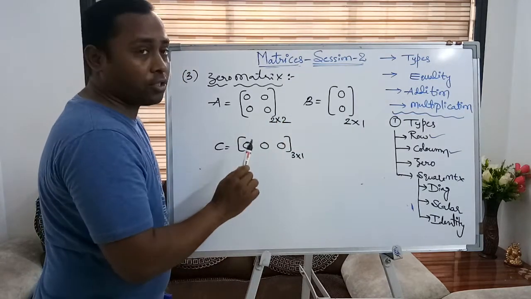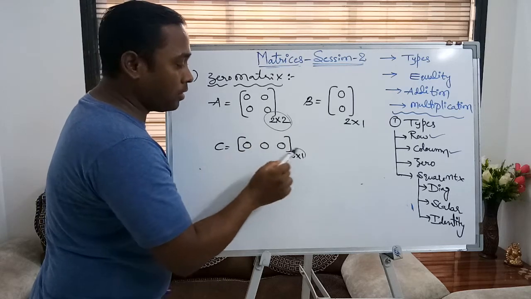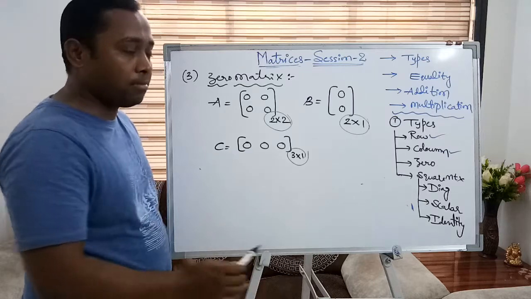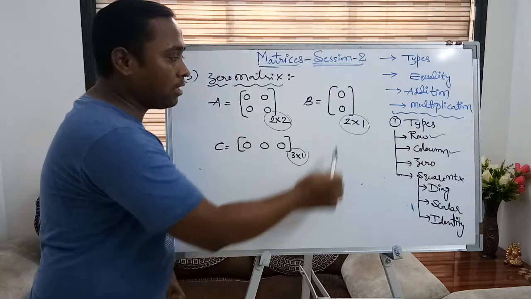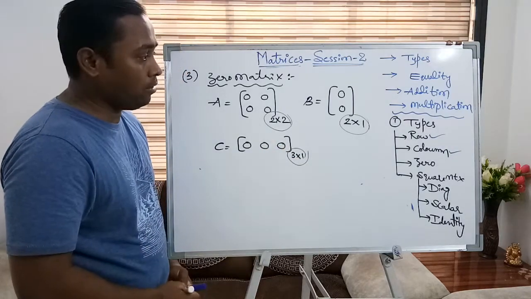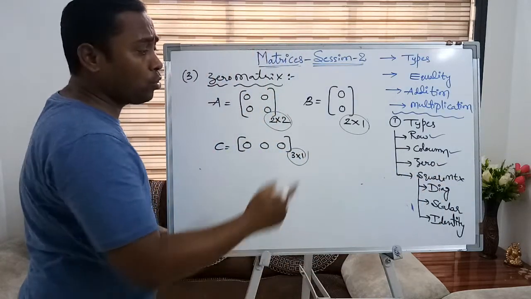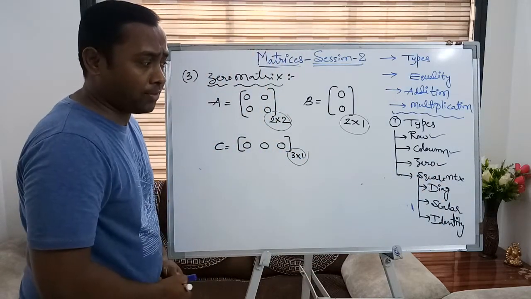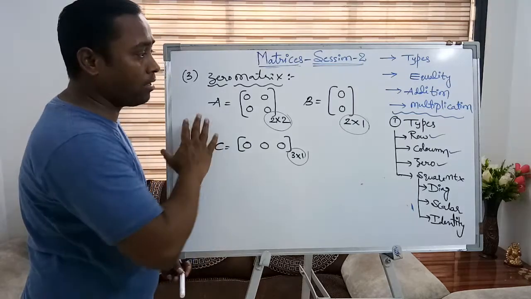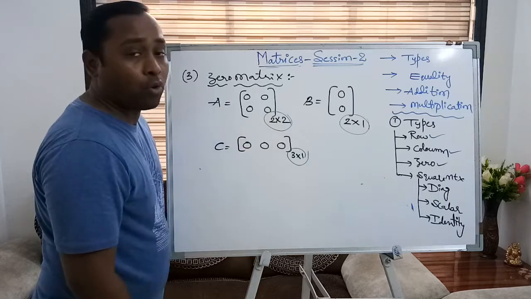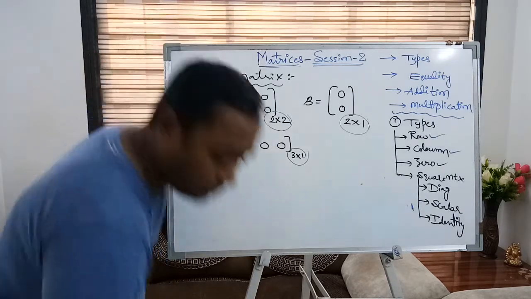So when we speak of a zero matrix, order doesn't make any difference. Order is immaterial. Fine, zero matrix is done. Now we come to the square matrix. I am taking the square matrix separately because it plays a very important role in our discussion.